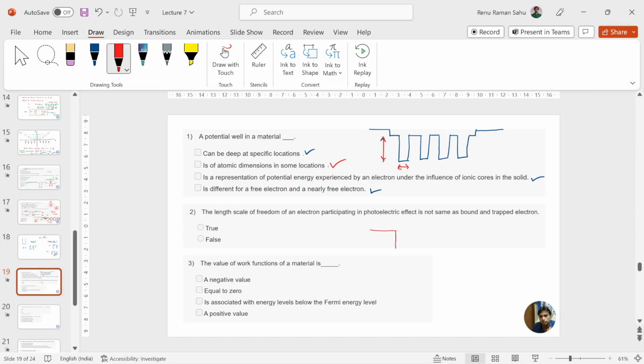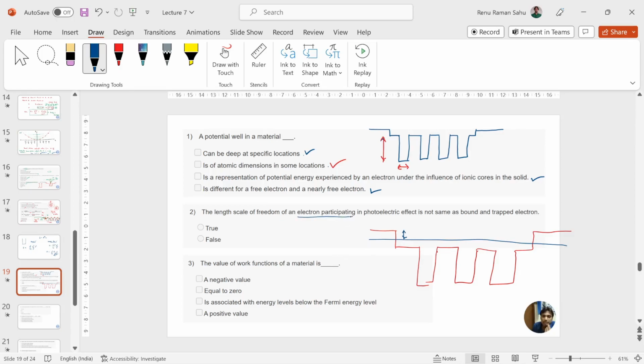Okay, let me just make a few levels. So this is there, this is there, this is there. Okay, now we'll mark this energy level. So this is your Fermi energy, right? The work function is between this and zero. These two. Now tell me, for an electron participating in the photoelectric effect, what would be its energy value?